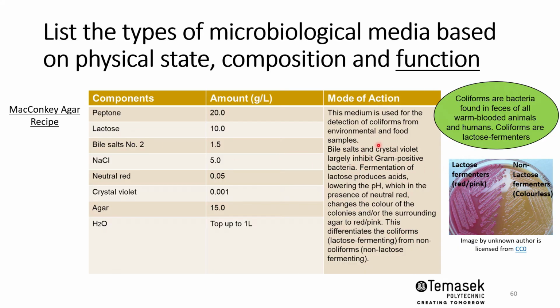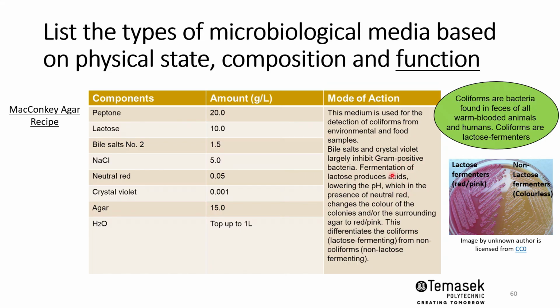So remember, coliforms are bacteria that are found in the fecal matter of all warm-blooded animals and humans. The coliform bacteria themselves are lactose fermenters, so they will utilize the lactose here. The bile salts and crystal violet will inhibit gram-positive bacteria, and hence you will select for gram-negative bacteria here.